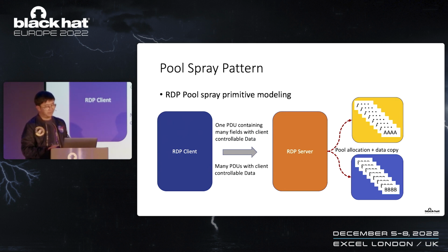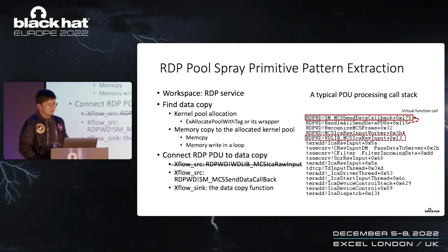Here is how we abstract the kernel pool primitive model. You can see the RDP client sends one PDU containing many fields, or many PDUs with client-controllable data, to the RDP server. The RDP server receives and processes the RDP PDU, allocates many kernel pools, and does the data copy to the just allocated kernel pools. Based on that, we extract the pool spray primitive pattern. You can see there are 2 steps.